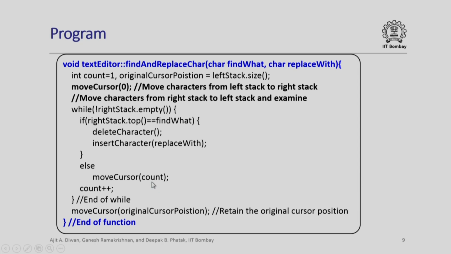Please note that count will change every time, because count, move cursor count, is my function and it will increment by 1 every time. At the end of this while, I would have got all the characters replaced, but my cursor would not be at the original position. All that I do is move the cursor to the original cursor position at the end of this function. So, in short, this complex operation is also not that complex to implement when I do it logically using my 2 stack model.